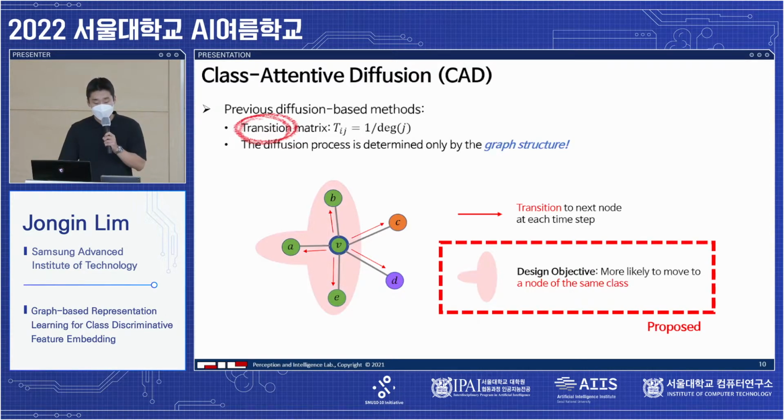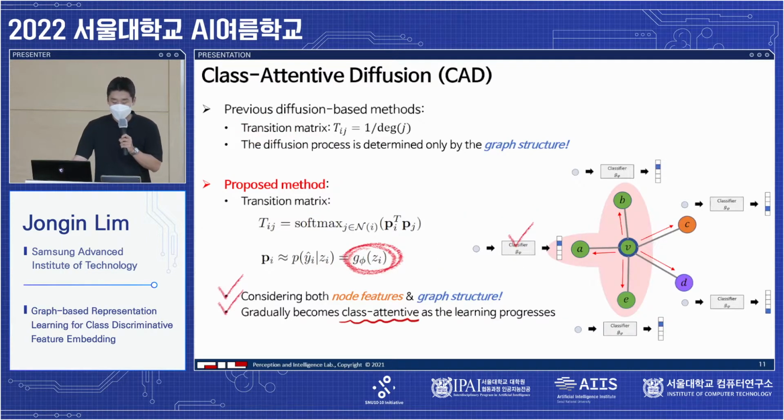In contrast, our design objective is to make a transition to the next node by comparing the class of the neighboring nodes, making it more likely to move to a node of the same class. The key idea here is that by attentively diffusing to nodes of the same class, it prevents undesired mixing of interclass features, and thus alleviates the oversmoothing problem. To do so, we define the transition probability from node i to j as the cosine distance between p_i and p_j, where p_i denotes the class likelihood distribution given the node features.